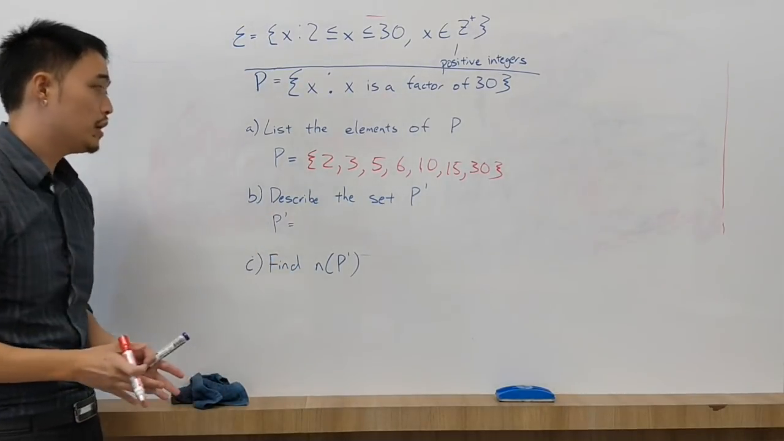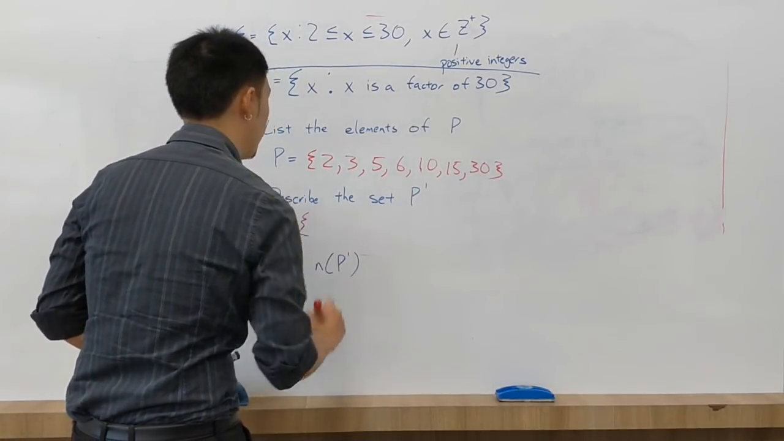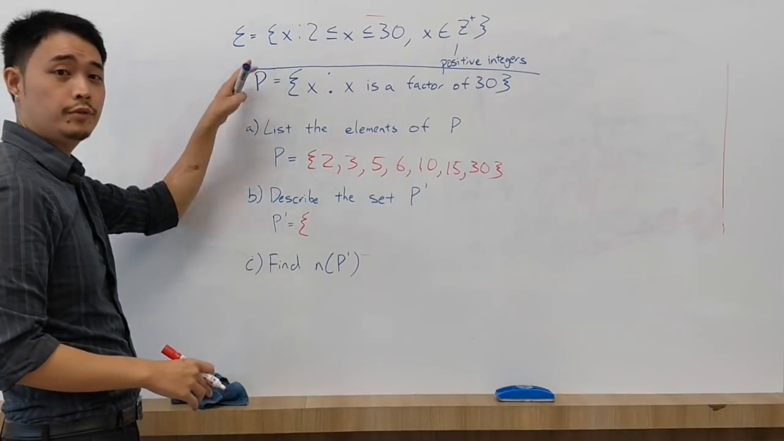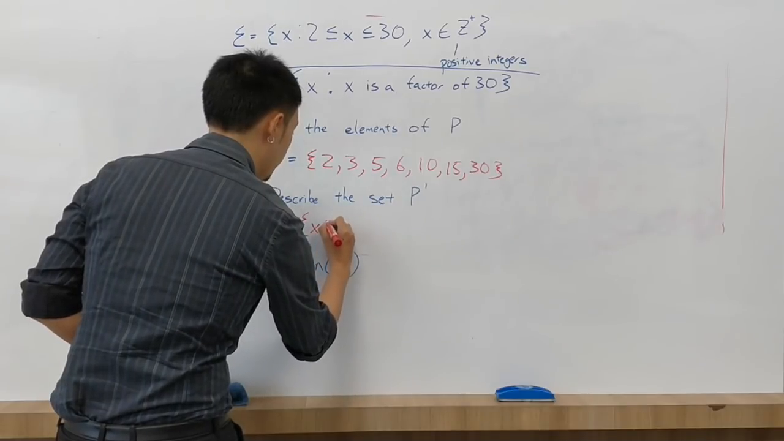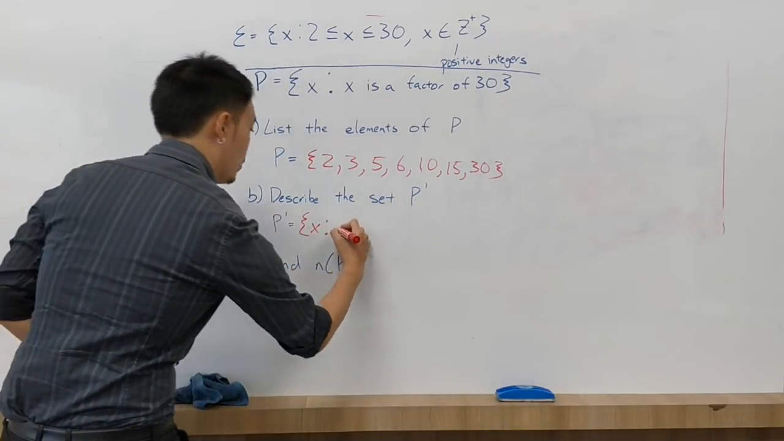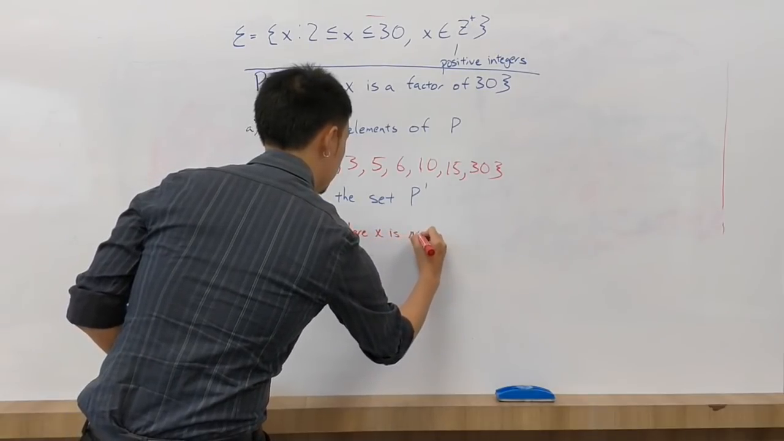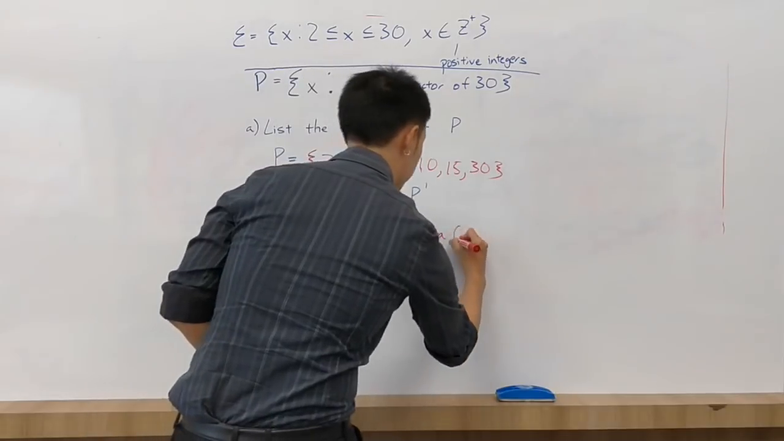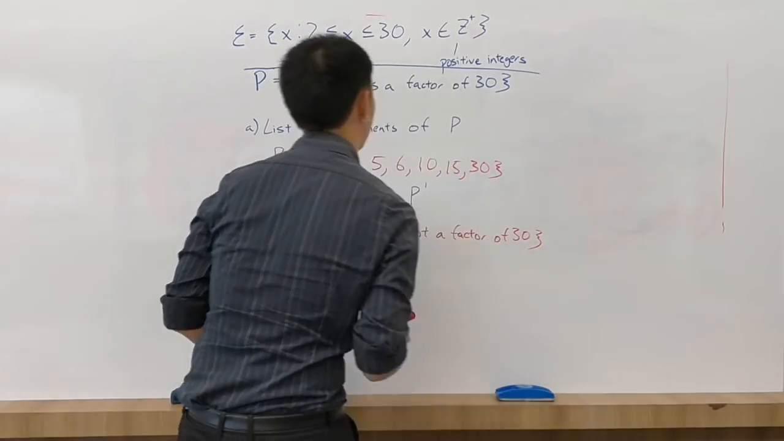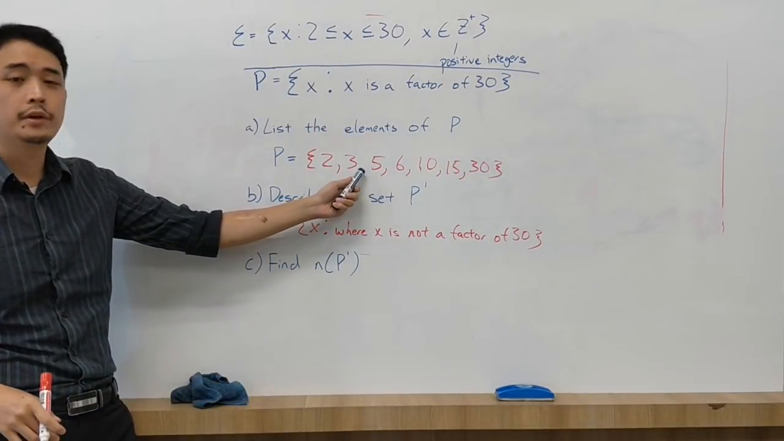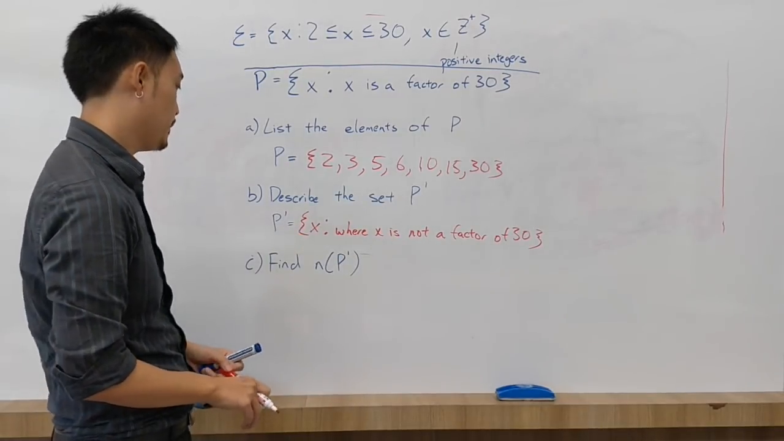The second part asks us to describe the set P complement. So P complement is basically everything outside of P, but still part of the universal set. Right? Everything that's part of the universal set outside of P, and we would write it like this. So X, where X is not a factor of 30. So that would include numbers such as 4, right? 7, 8, 9, those are not factors of 30.